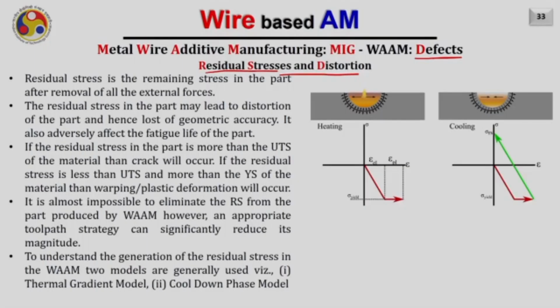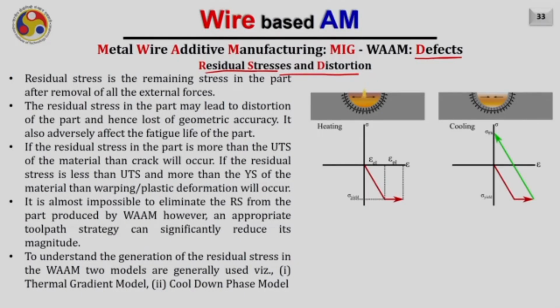It is almost impossible to eliminate the residual stresses from the parts built by wire arc additive manufacturing. However, there are some mitigation methods to minimize the residual stresses while building the part, and after completing the part, usually a post-processing operation is performed to eliminate this defect. To understand the generation of the residual stresses in wire arc additive manufacturing, two popular models are used. One is called the thermal gradient model and another is called the cool down phase model.